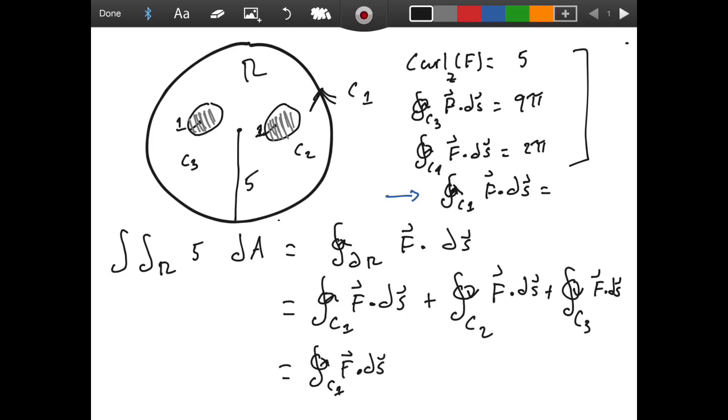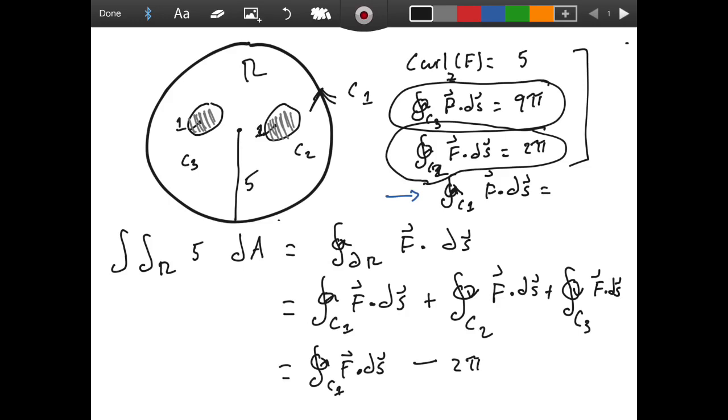Okay, so now let's look at some of the pieces of information we have. We know that the line integral of f around C3 with counterclockwise orientation is equal to 9 pi. So then the line integral of f around C3 with clockwise orientation is minus 9 pi. And similarly, that says C4, but that should be C2. The line integral of f around C2 with counterclockwise orientation is 2 pi. So with clockwise orientation, it's minus 2 pi. So this is minus 2 pi minus 9 pi.